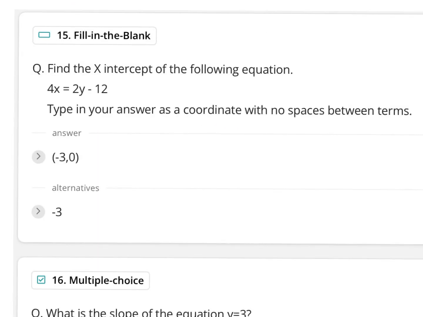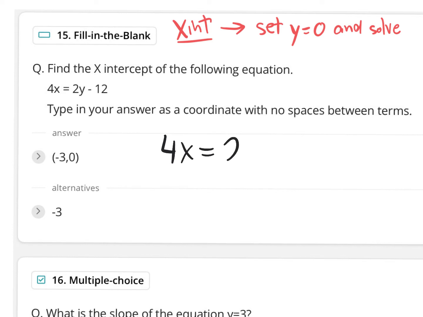Let's find the x-intercept of the following equation. And of course, to find the x-intercept, we must set y equal to 0 and solve. So I could just look at this equation and rewrite it right now, and instead of y, put a 0 right there. That's what I'm going to do right now. 4x equals 2y, but instead of y, I'm plugging in a 0. Why is that? Because that's what we need to do. We need to set y equal to 0. And of course, we keep reading here, 2 times y, which is 2 times 0 minus 12. Write down the minus 12 right there.